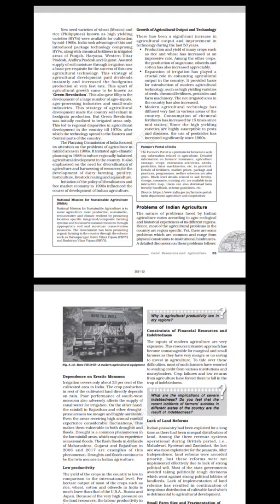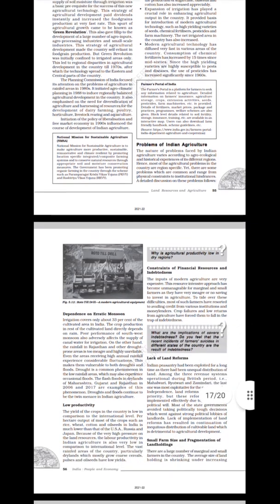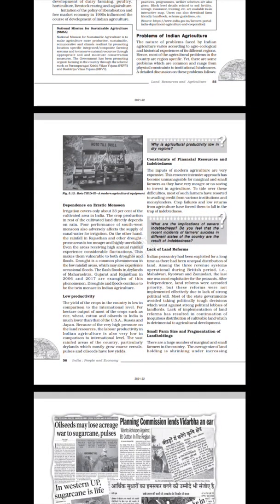Problems of Indian agriculture. The nature of problems faced by Indian agriculture varies according to agroecological and historical experiences of its different regions. Hence, most of the agriculture problems in the country are region specific. Yet, there are some problems which are common and range from physical constraints to institutional hindrances. A detailed discussion on these problems follows. Take a look at figure 5.12, a rototiller, a modern agriculture equipment.